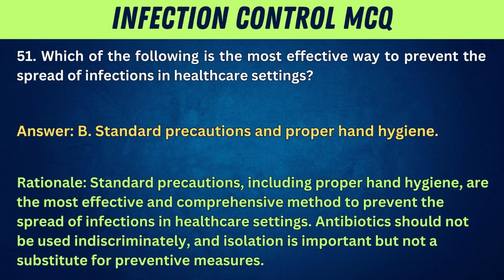Answer: B. Standard precautions and proper hand hygiene. Rationale: standard precautions, including proper hand hygiene, are the most effective and comprehensive method to prevent the spread of infections in healthcare settings. Antibiotics should not be used indiscriminately, and isolation is important, but not a substitute for preventive measures.